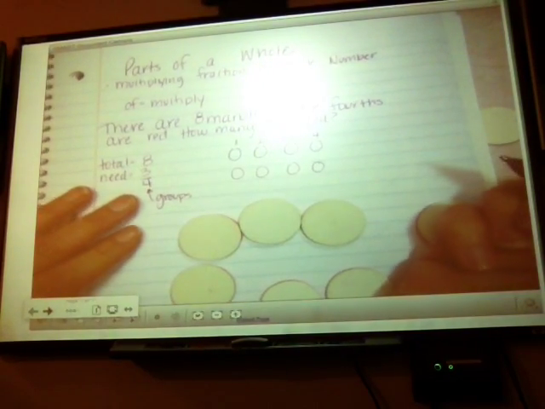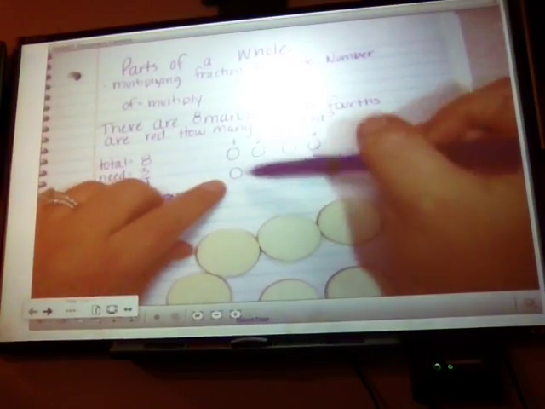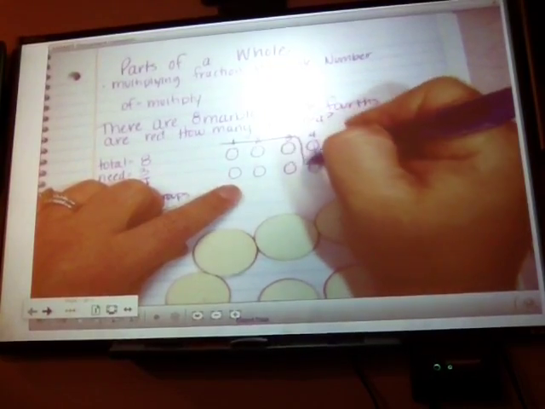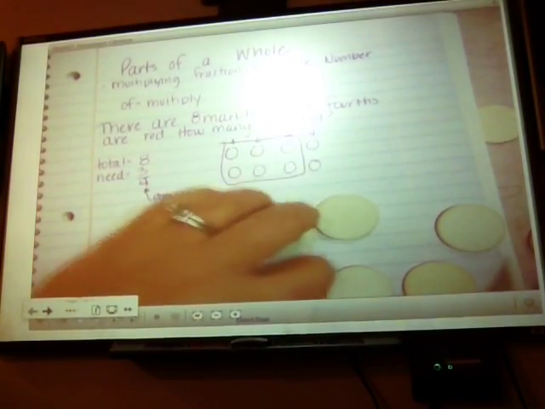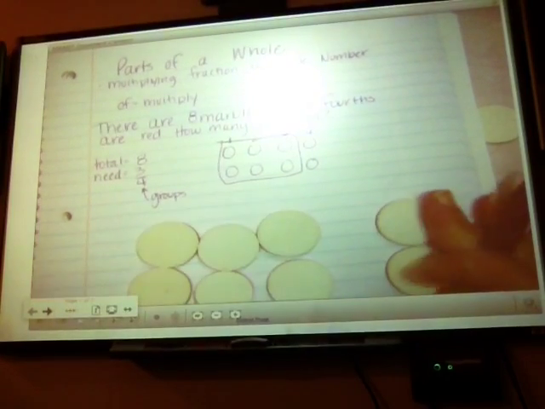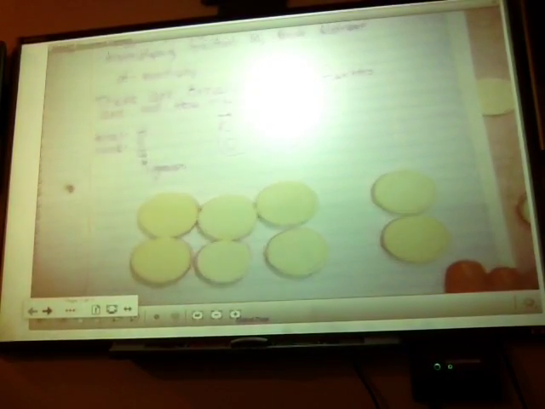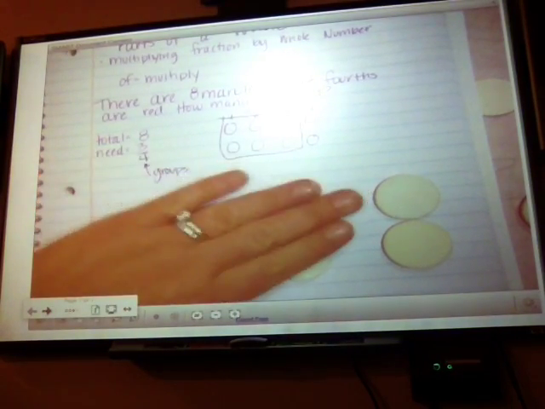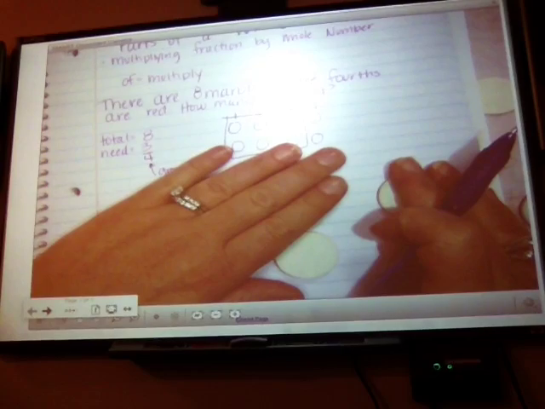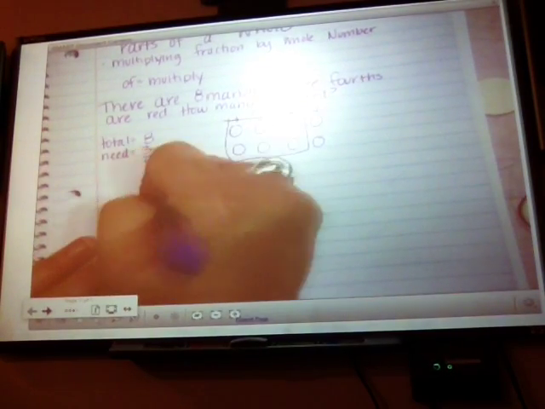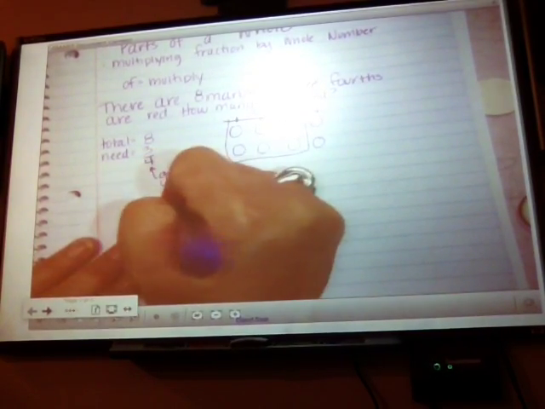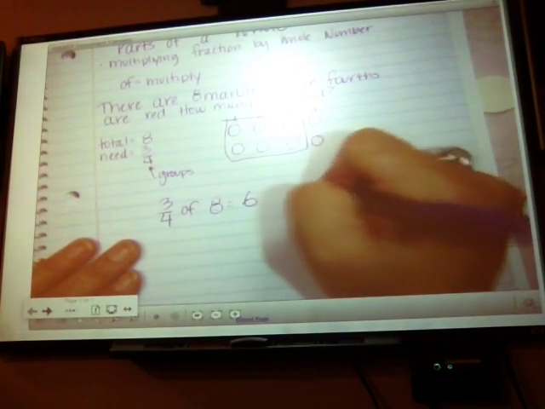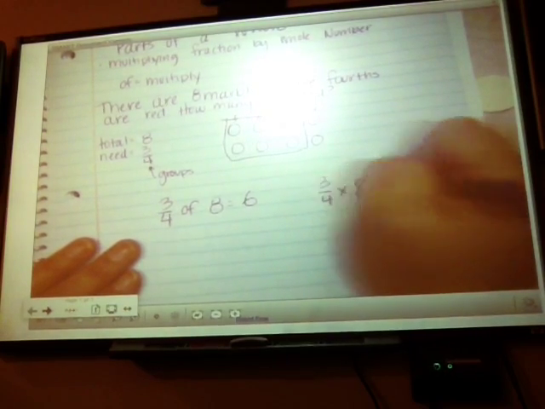I want how many? I want 3/4 of this. Here's 1/4, 2/4, 3/4. 4/4 would be a whole, right? Yeah. Okay. So how many do I have? How many are red? 6. So I would say that 3/4 of 8 is 6, or 3/4 times 8 is 6.